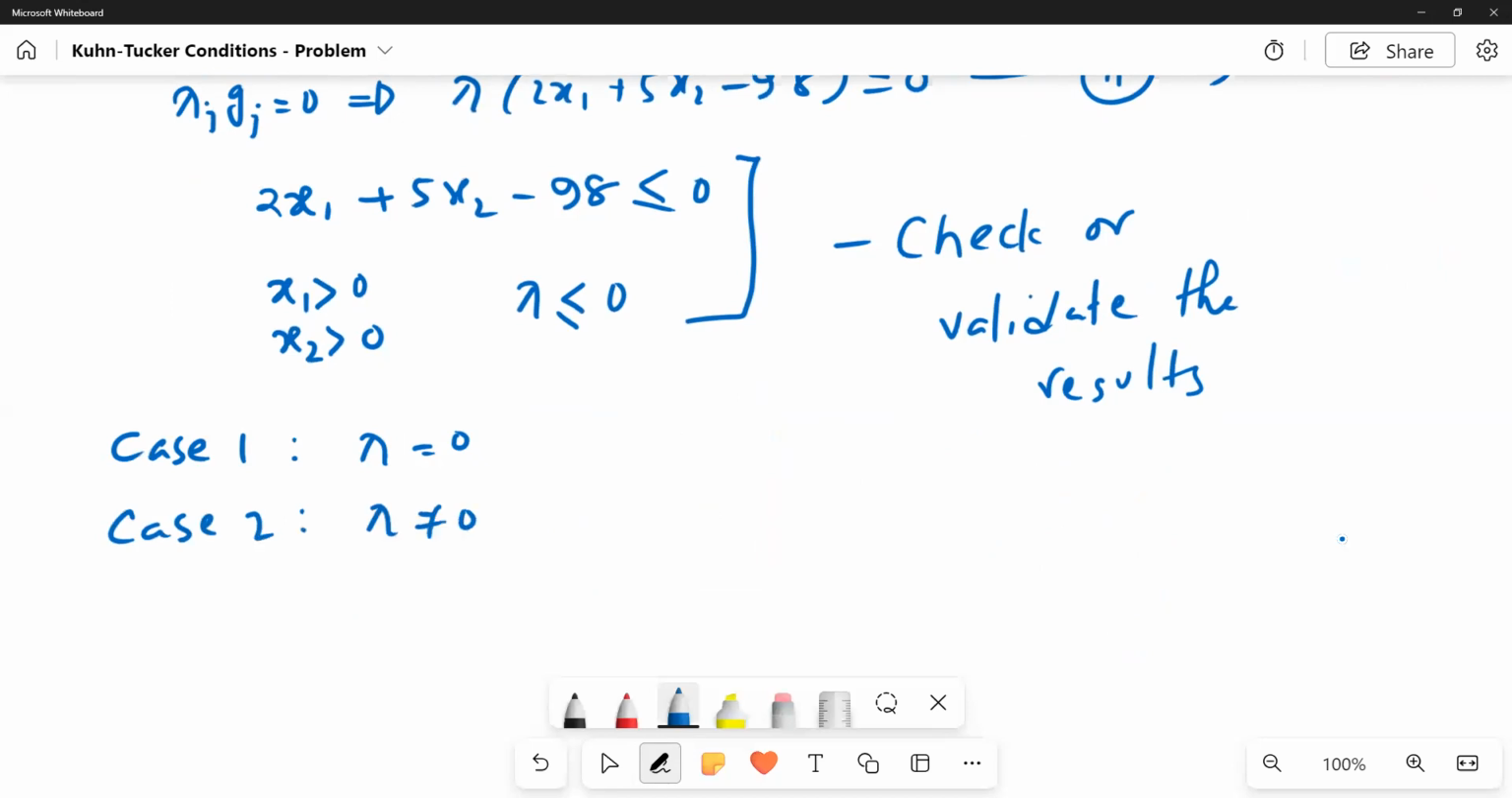From where is it coming? This is the inactive constraint case, and this is the active constraint case.